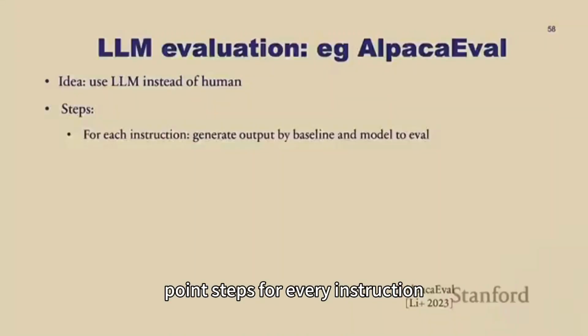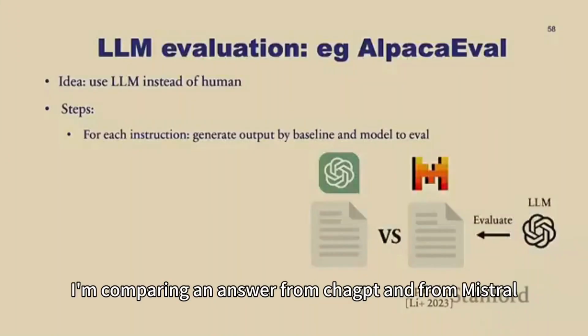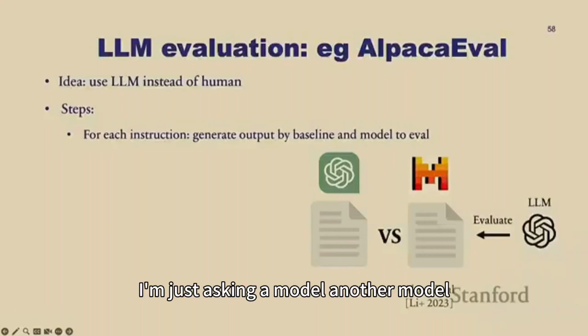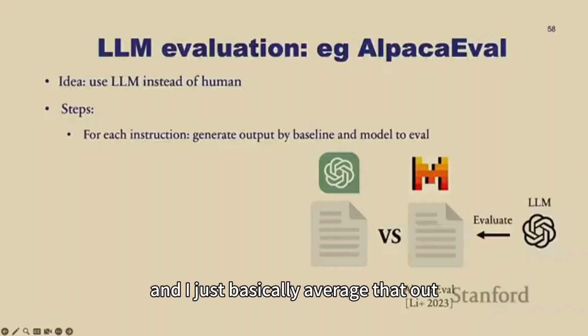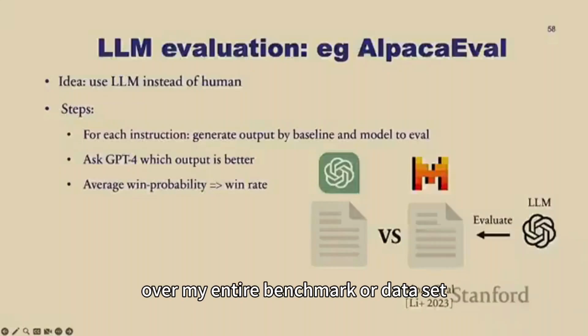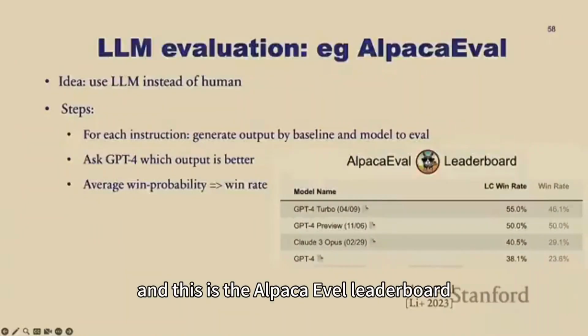Steps: for every instruction, generate outputs by some baseline and the model that you want to evaluate. So here, imagine that I'm comparing an answer from ChatGPT and from Mistral. I'm just asking another model, GPT-4, which one is better, and I average that out over my entire distribution, over my entire benchmark or data set. That gives me a win rate, a win probability for one model compared to another one, and now you can rank models. And this is the AlpacaEval leaderboard.